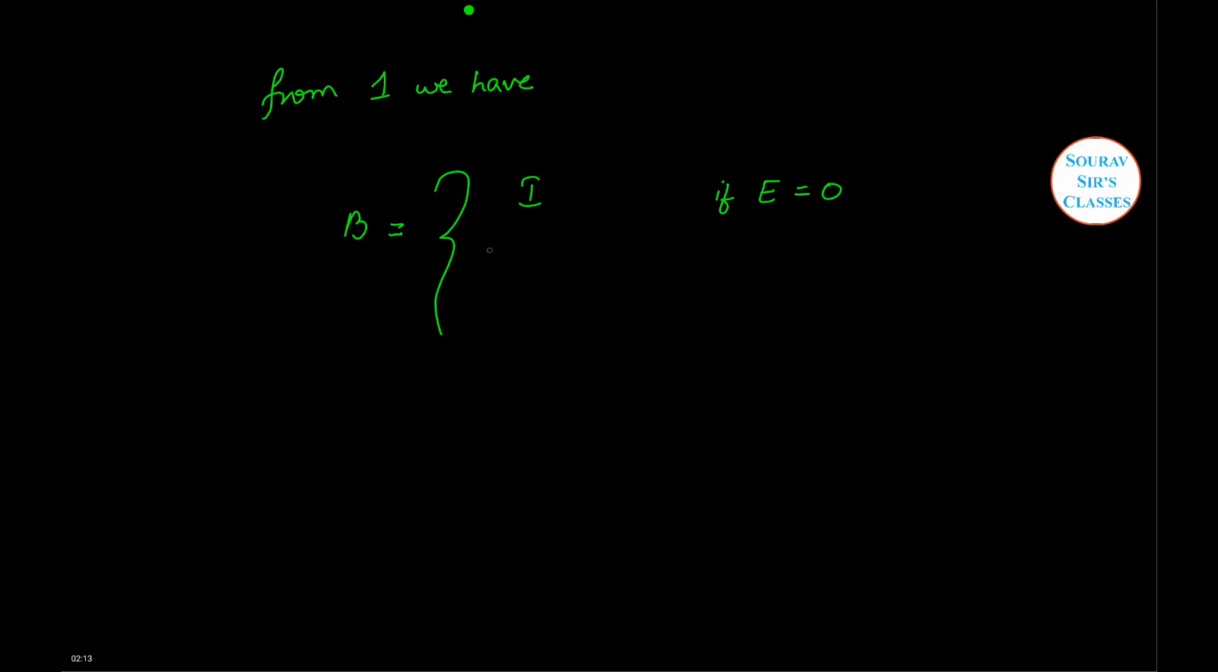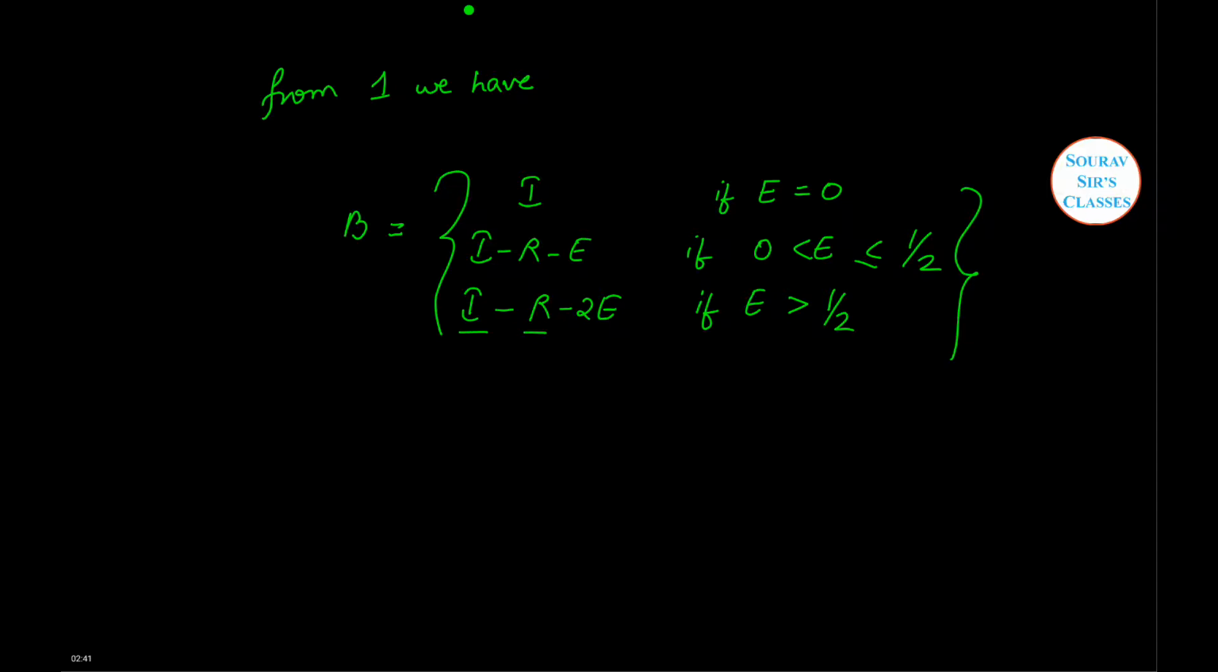Now B will be equal to I minus R minus E if the consumption of electricity lies between these two ranges. It was given in the question itself. And this will be equal to I minus R minus 2E, where I is the income and R is the fixed rate that has to be paid for electricity consumption, if E is greater than half. We need to plot this on the graph paper.